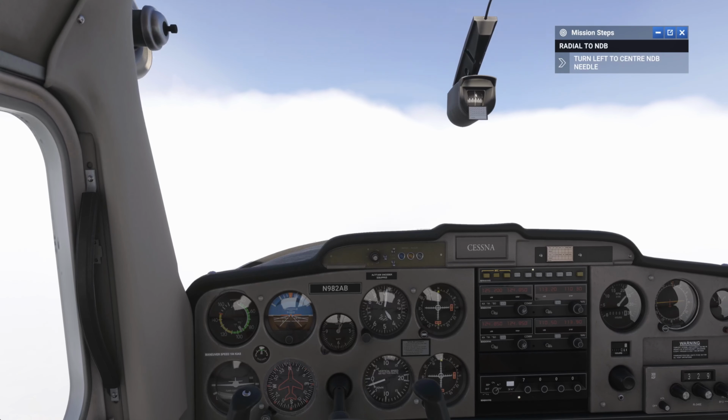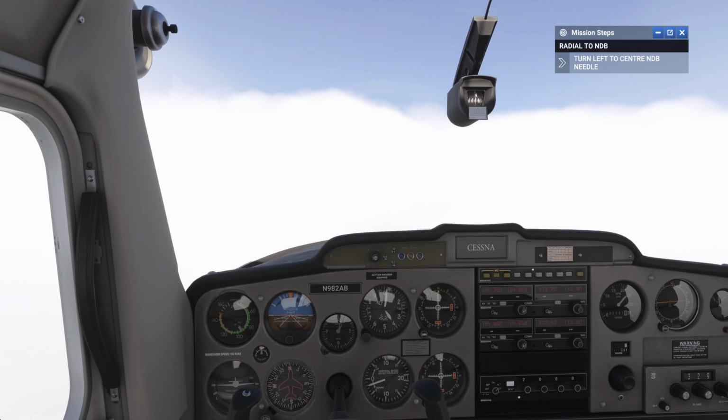Remember that radials are bearings from a beacon, so if we want to follow a radial towards a beacon, we fly the reciprocal course. To fly the radial 090 inbound to the NDB, we fly the reciprocal course of 270. We have turned left onto approximately 270 with the ADF needle centred. This puts us on the radial 090 inbound to the NDB.